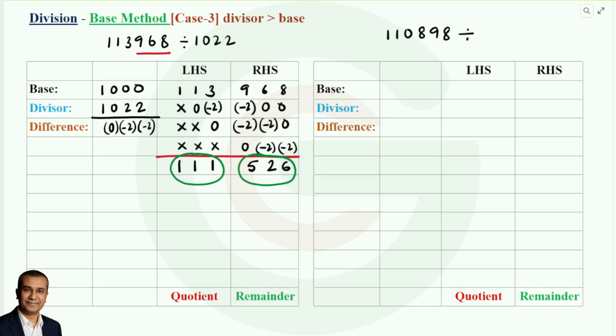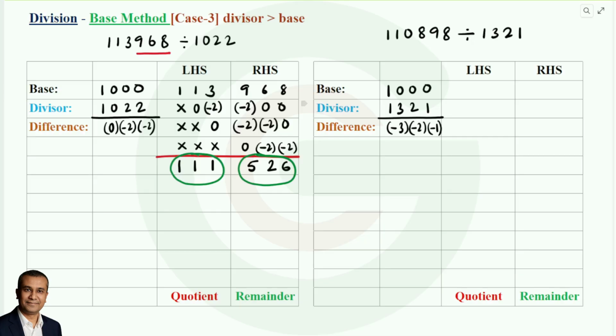110898 divided by 1321. Now here again 1321, which is the divisor, is closer to 1000 only. So therefore again the base will be 1000. Next let me write the divisor 1321. Now 1000 minus 1321 will give us minus 321, but we should write it as minus 3, minus 2, minus 1. This is how we should write.